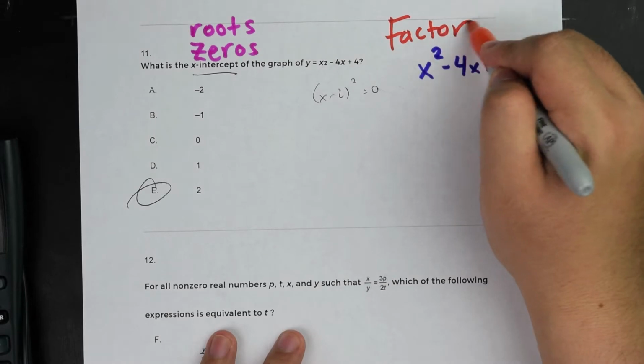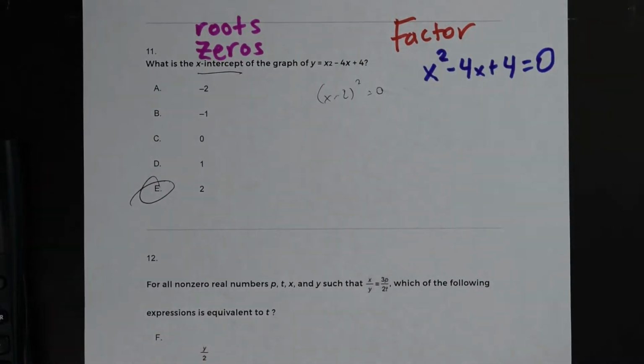You could factor this out by using different methods. There's the box method, and there's the diamond method if you're more familiar with the Common Core way. There's also just the foiling method, which is the older, pre-Common Core method. I do have videos on these concepts if you have trouble remembering or need a refresher.